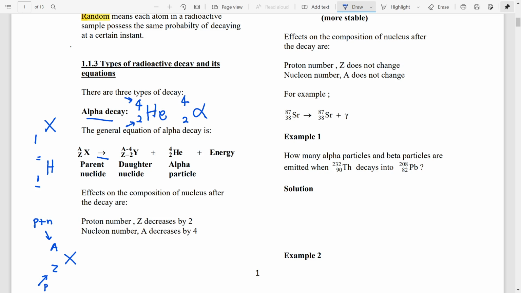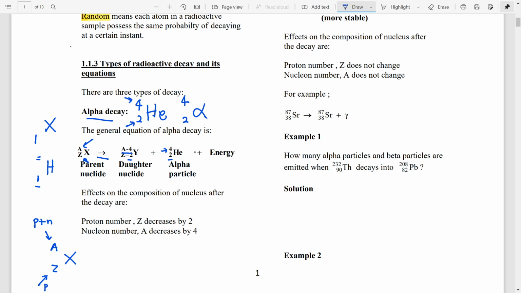So we have X here. We know that it will emit an alpha particle. That means the number here is 4 and 2. What will happen to A? A here will reduce by 4, because 4 of the mass number have been emitted. Same goes for Z, the atomic number: Z minus 2. Why? Because 2 of the atomic number have been emitted. So that's why we need to minus 4 and minus 2.